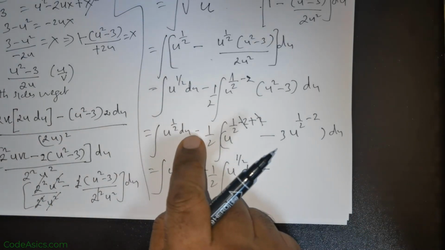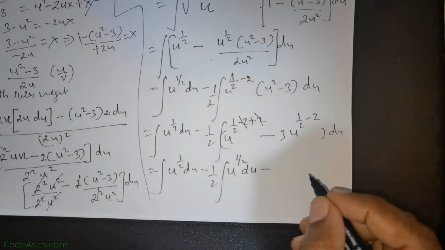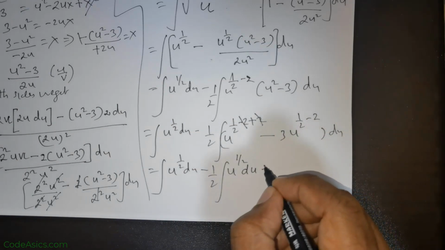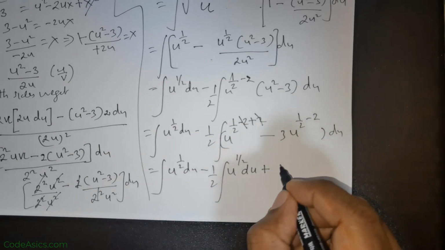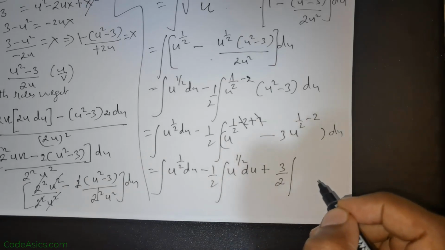So now if I were to bring this negative inside, it will become positive. So it's going to be positive 3 over 2 times the integral.